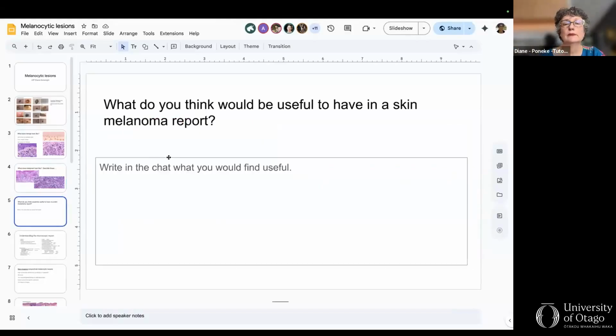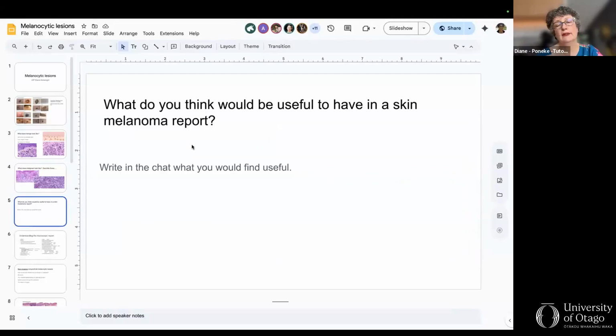All right. What do you think would be useful to have in a melanoma report? Off you go. What would you like to know as a clinician in the melanoma? Three things. So start writing your top three things, and then we'll tell you when you can enter. Not yet.